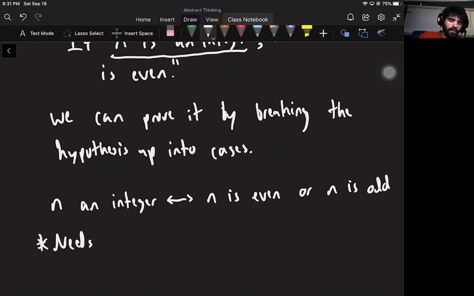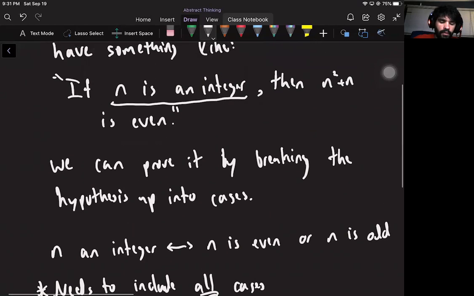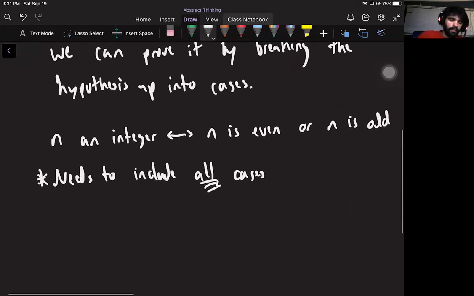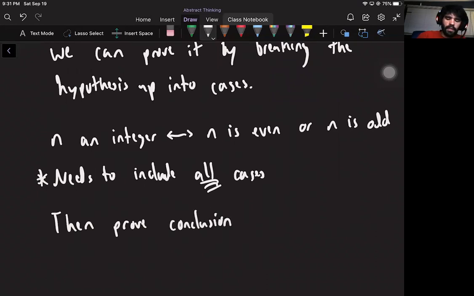So this needs to include all cases. Otherwise, you're not proving it, because you're not proving for every integer that this happens. You're proving for some. So when you break it up into cases, the cases have to actually cover the entire hypothesis. So then what we can do is you can just prove it in each case. You can prove by proving that the conclusion holds in each case separately.